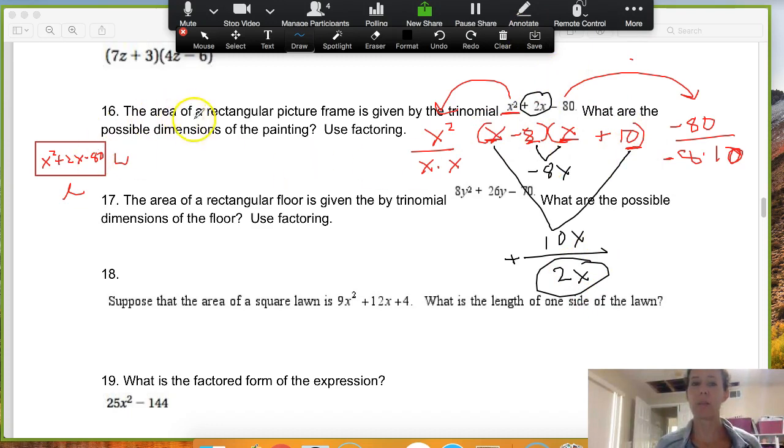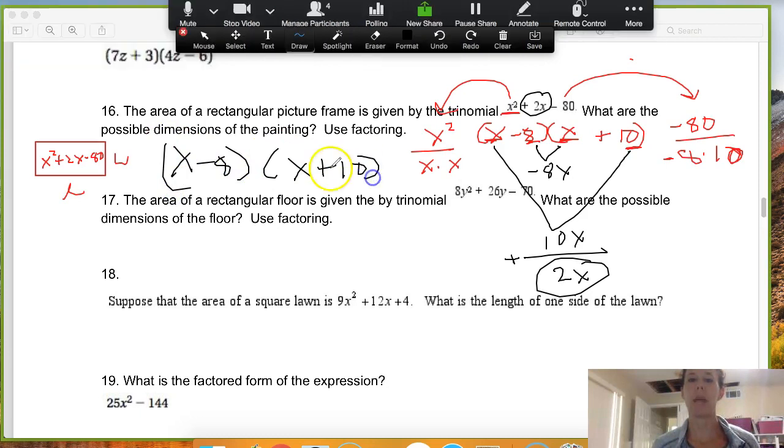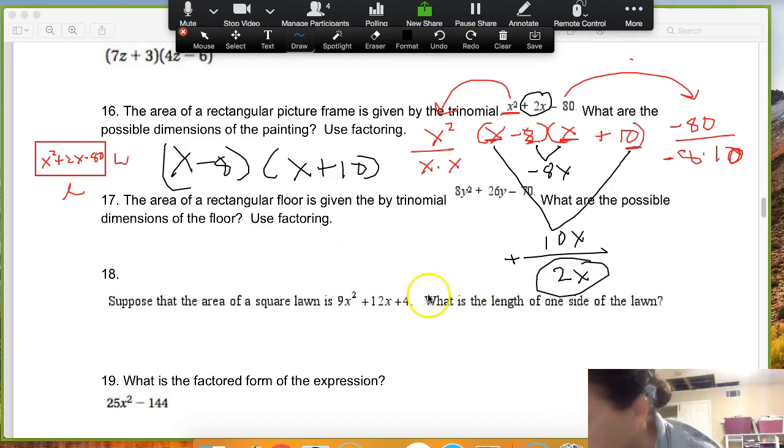So what are the possible dimensions? I put x minus 8 and x plus 10. I could say this is my length and this is my width, or I could switch them around. It doesn't matter, but those are my possible dimensions. All right, so that's 16. Do you want to do 18?